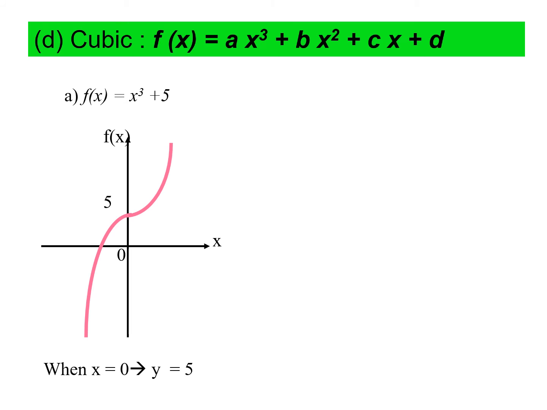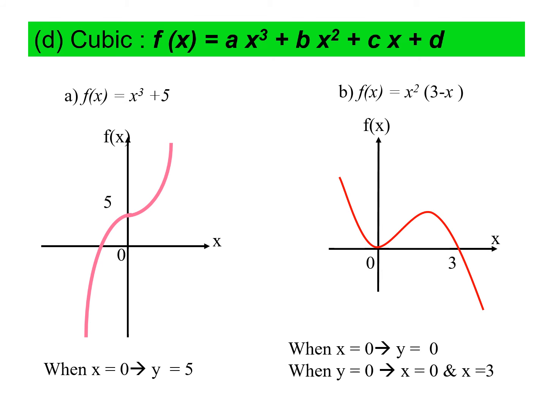Okay, and then let's try to sketch f(x) equals x squared multiplied by (3 minus x). If we expand, it becomes 3x squared minus x cubed. So x cubed is negative, so we draw from the negative side, starting from the left hand side. And then we find the x-intercepts, we get x equals 0 and x equals 3. So the graph will show like this.